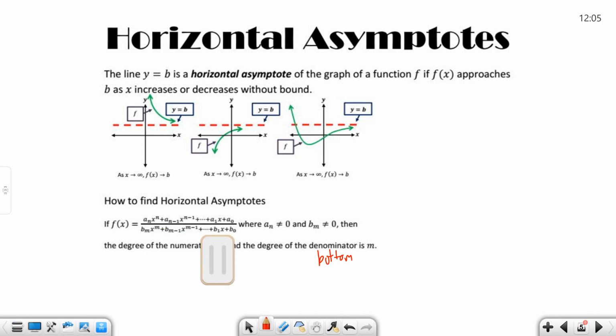So I'm going to talk about the degrees, and actually, the way I do this is I look for the highest power in the whole thing. I look for the highest power in the whole thing. So I'm just going to set you up for that. So let's look at the rules here.